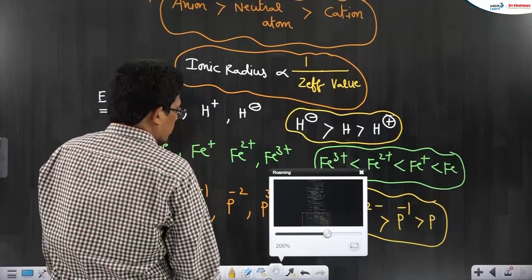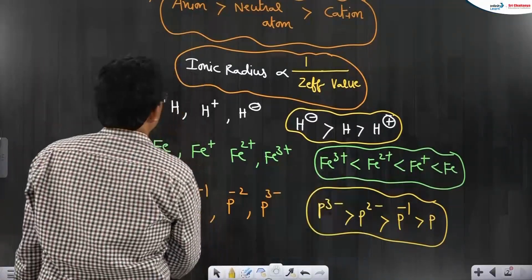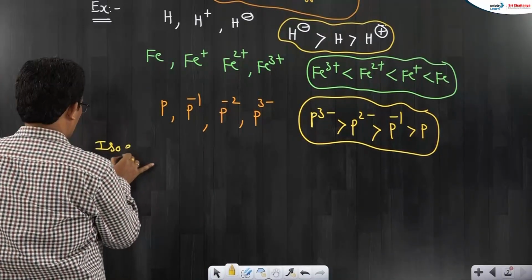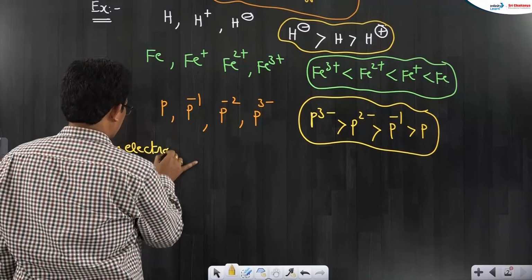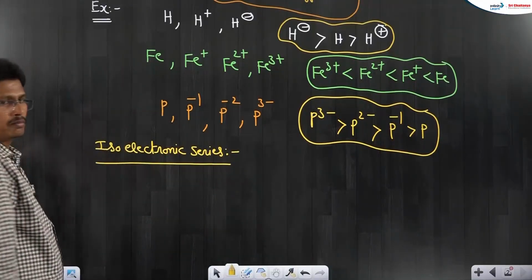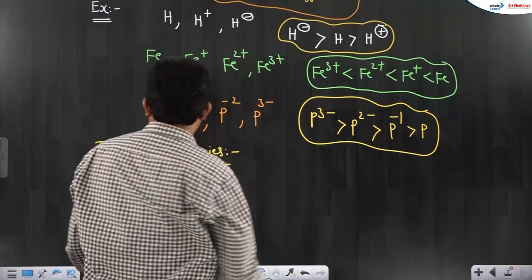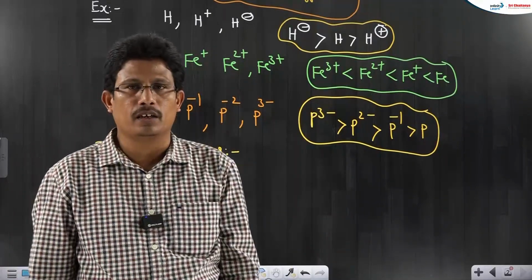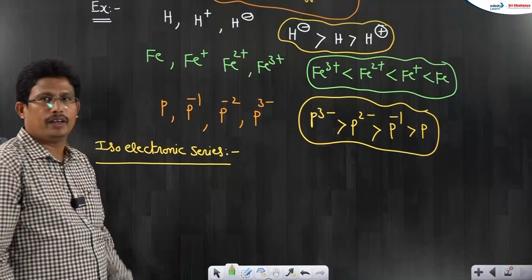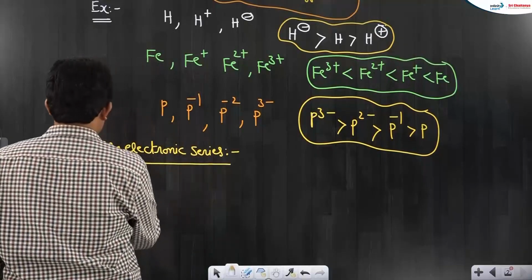Okay. What about the isoelectronic series? Iso means same. A series of atoms or ions having the same number of electrons is called an isoelectronic series.